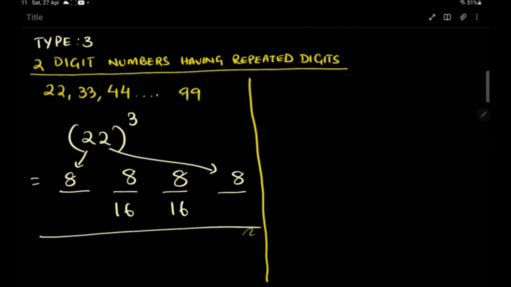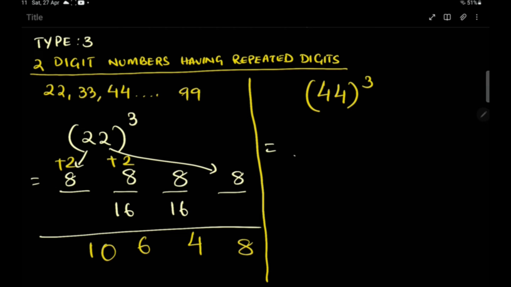As we know, we can only bring one digit, then we can write 8 here. 16 plus 8 is 24. We can only write one digit, that is 4 here. 2 will be carry forward. Then 16 plus 8, 24 plus 2, 26. We can write only one digit, that is 6 here. 2 will be carry forward. 8 plus 2 is 10. Hence the answer is 10648.